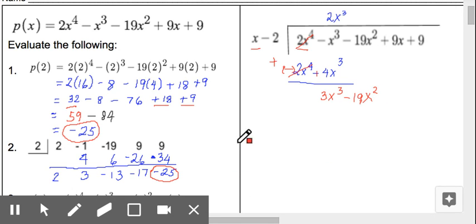And then we repeat the process. We now divide 3x cubed by x, so 3x cubed divided by x is equal to 3 times x times x times x all over x, and we will divide this and we get 1. So now we have 3x squared left. So we will put here plus 3x squared.